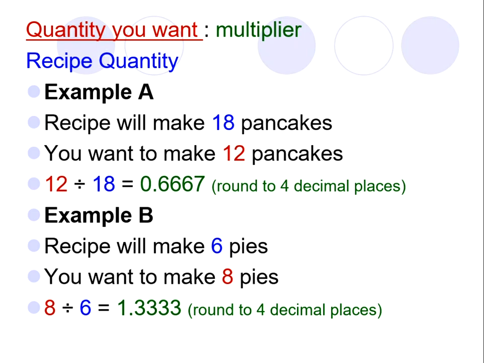Another example: you've got a recipe that makes 6 pies, but you'd like to make 8 pies. What you want to make is 8, so it's 8 divided by 6, which gives you 1.33, and this is your multiplier.